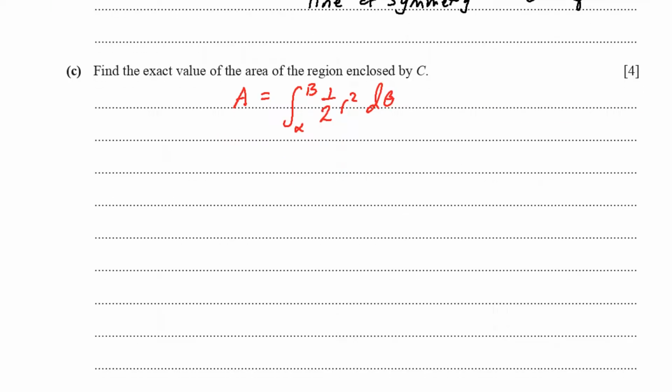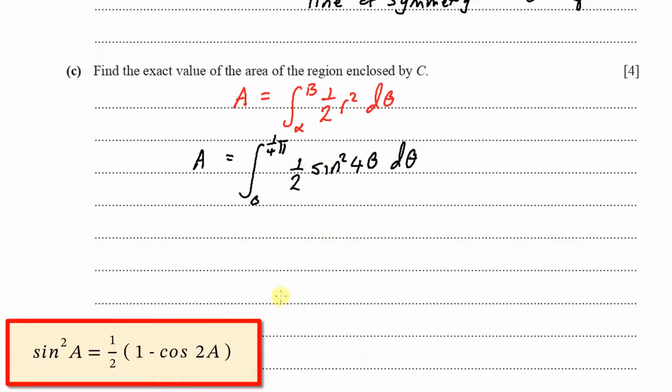So we'll be saying here the area in this case is equal to the integral from 0 to a quarter pi of half of r squared, and since r is sine 4 theta, that will be sine squared 4 theta, and that's d theta. Now we're going to use the identity sine squared a is equal to half of 1 minus cos 2a, which means that we'll be having 0 up to a quarter pi. I'll factor out the half outside. So for sine squared 4 theta, that is going to give us half of 1 minus cos of, in this case, 8 theta d theta.